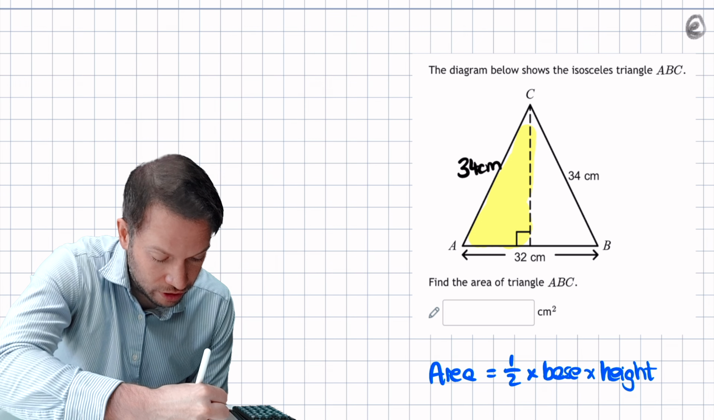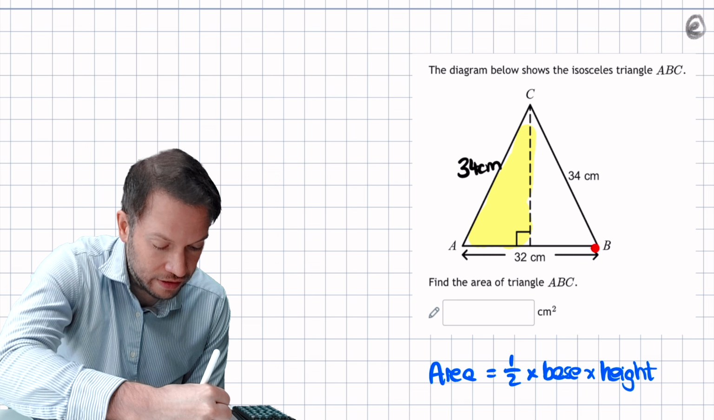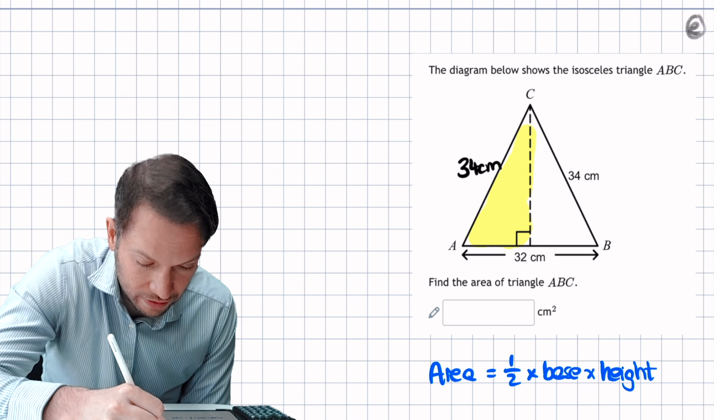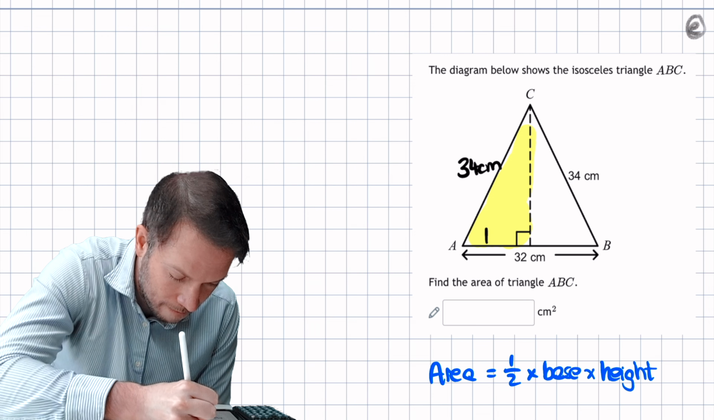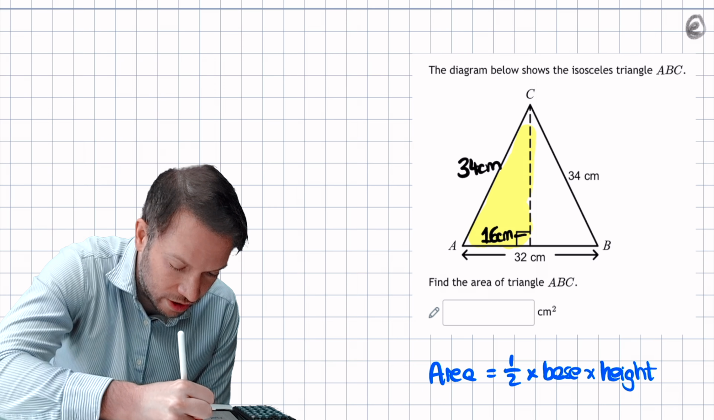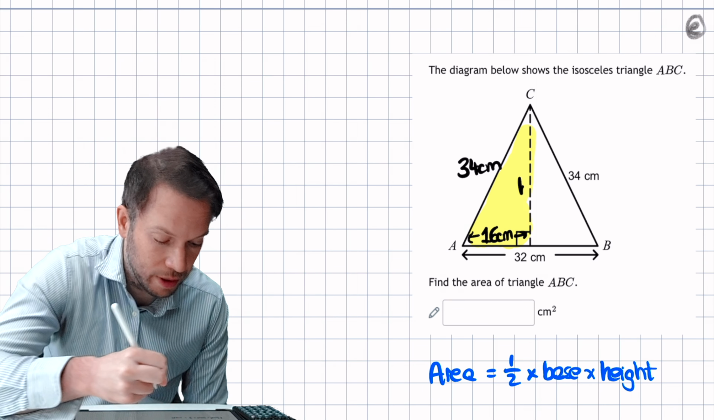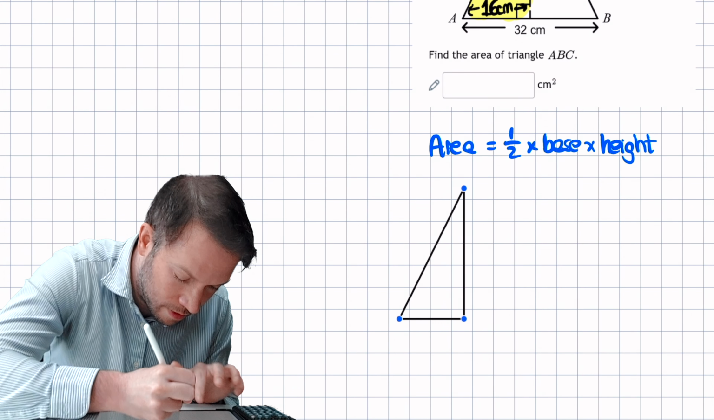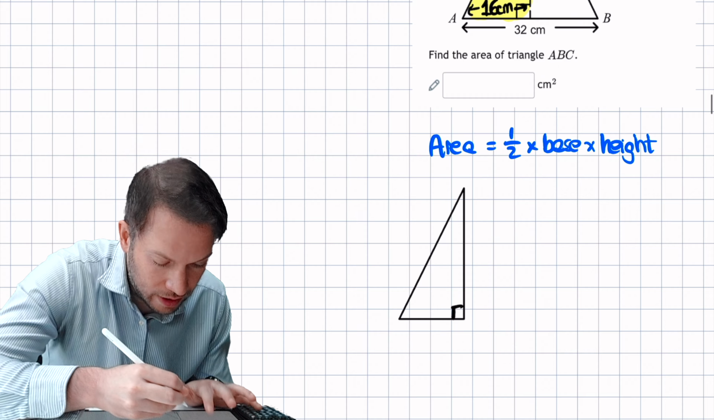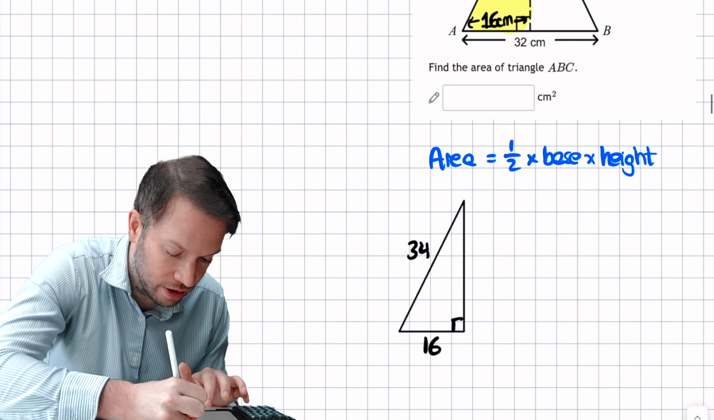And we actually also know this bottom length as well, because look, if that's 32, that's evenly split into half. So that's going to be 16 centimeters, isn't it? So we can put 16 centimeters on here. And now we can use Pythagoras' theorem to find this unknown height. Let's just call it h for the moment. So let's draw out this triangle. We've got that there's 34, 16 at the bottom, and h is the height.